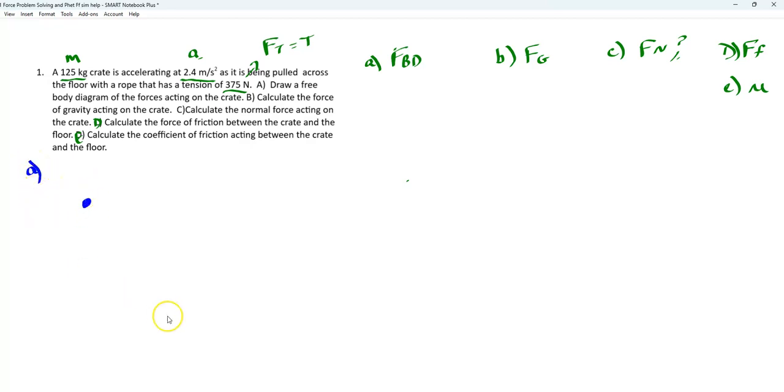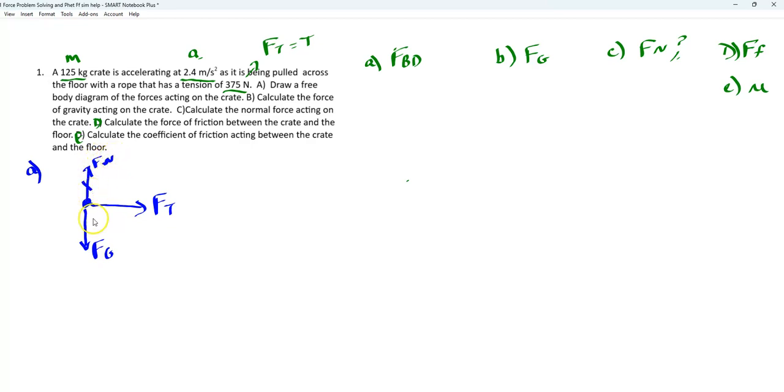So for part A, our free body diagram. It's a crate. It's accelerating to the right. It's being pulled in the direction that it accelerates. So we're pulling to the right. I'm going to label that the tension. Other forces that are acting: the weight or gravity pulling down, the normal force going up.